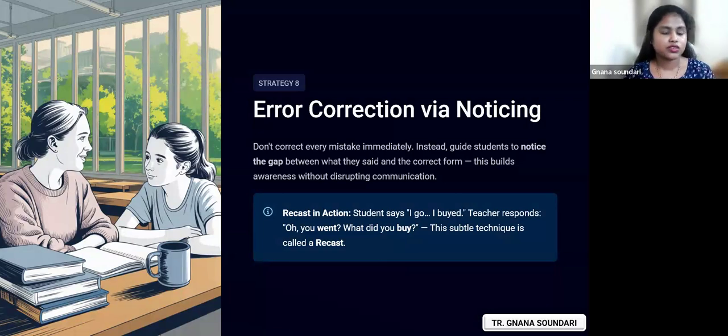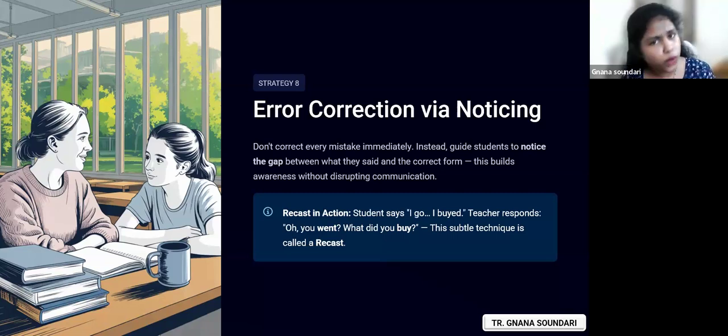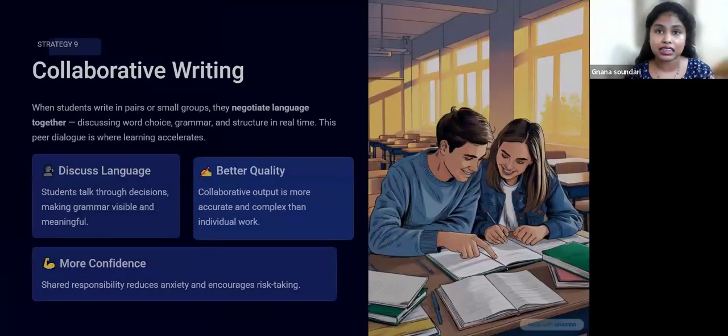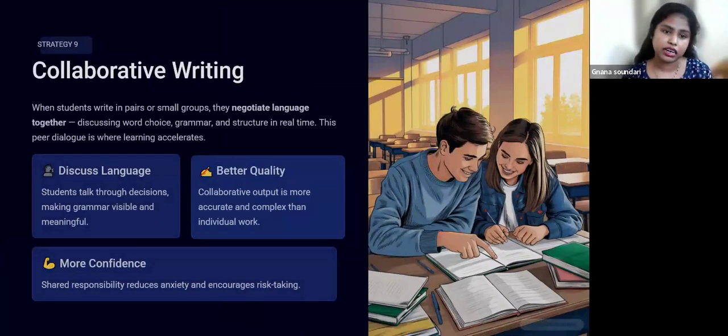Strategy 8 is all about error correction via noticing. If a child says, "I go to the market, I buy this," when they are talking with you, please don't break the flow or their confidence. Be polite and say, "Okay, you went to the market? Fine. What did you buy?" This is a way of correcting. Correct them very politely, in a very kind way.